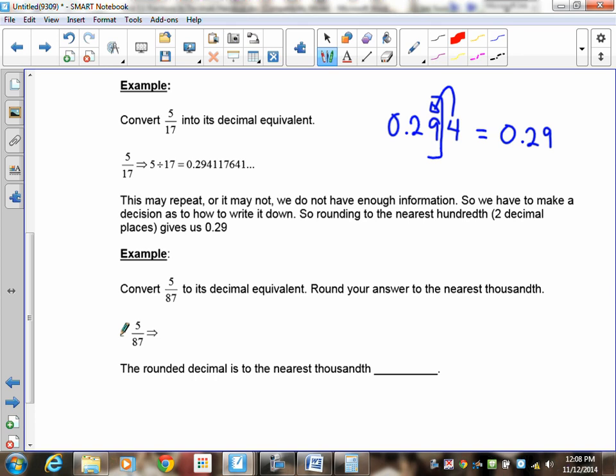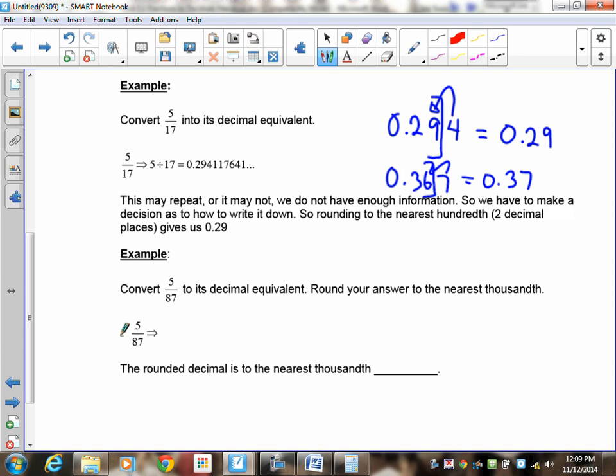All right. Now, if this was 0.367, and we were rounding it off here, this 7 would cause the 6 to go up 1. So this would become 0.37 because the 7 is 5 or greater. Okay? So if you don't know or you can't tell, you have to round it off.